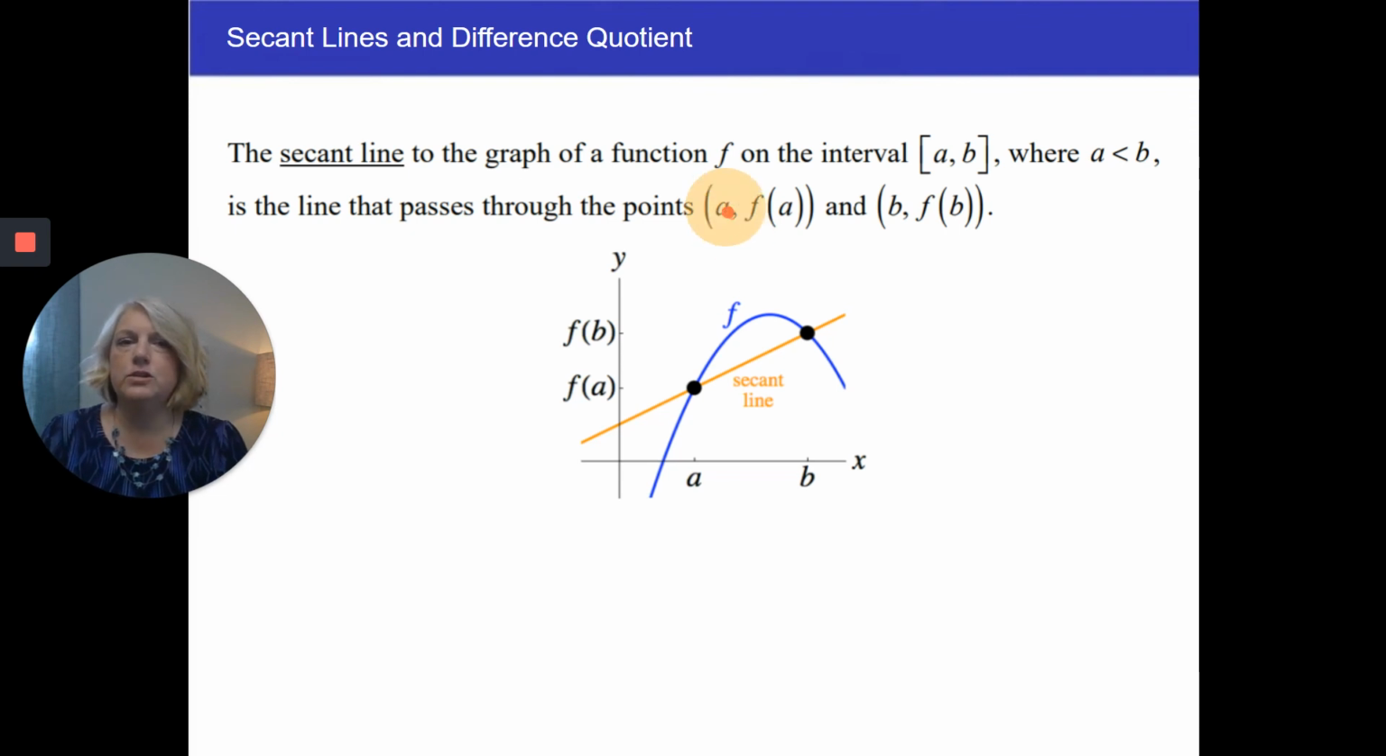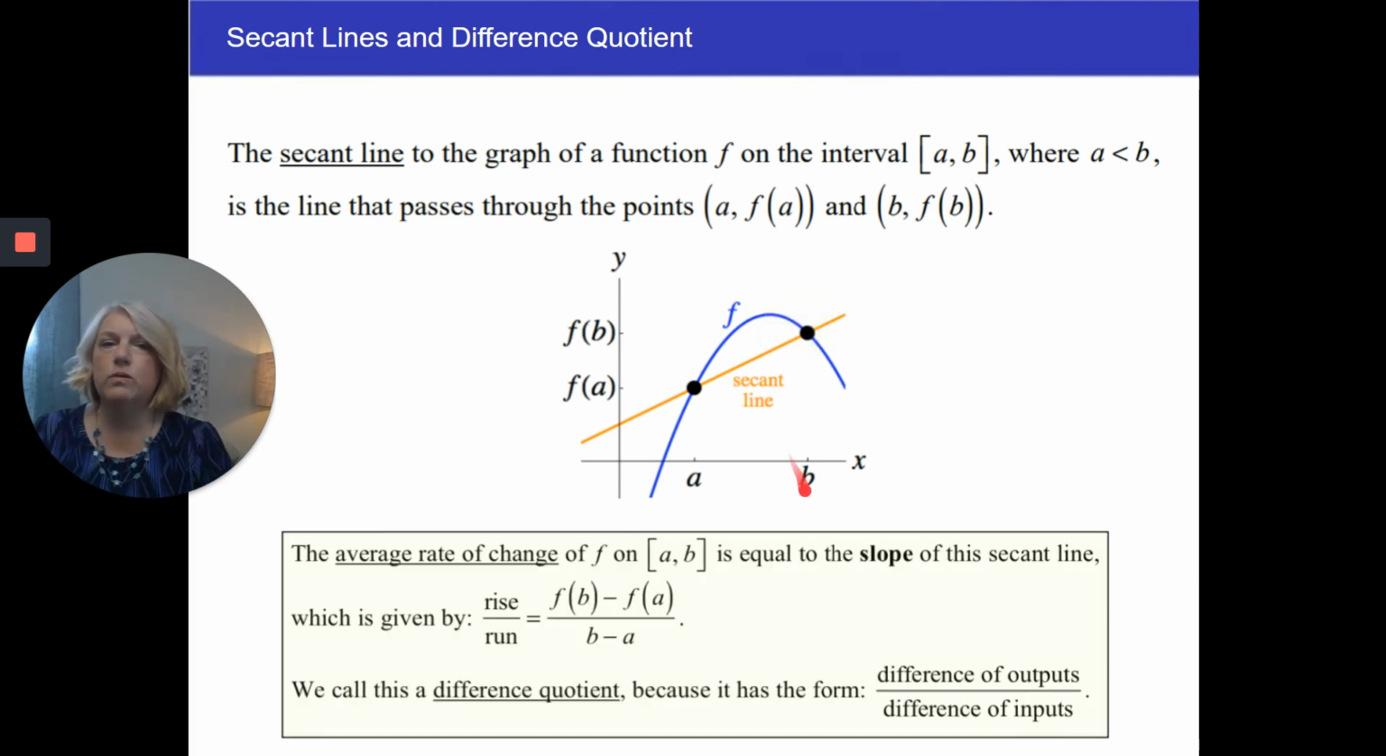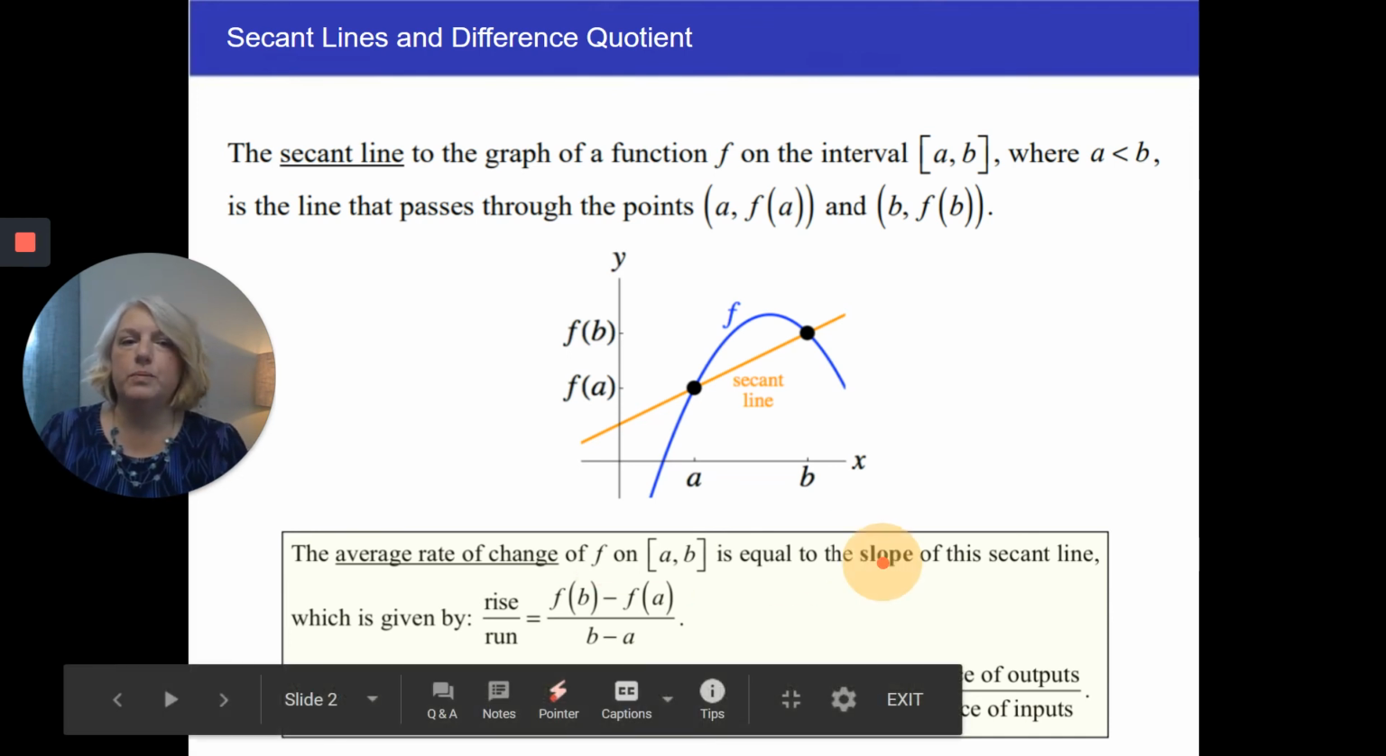The 2 points of interest would be A, f of A. Recall that you input A, and here's your point that has a y value of f of A. The other point would be B and f of B. When we talk about this secant line and this average rate of change, what we're calculating is the slope of the secant line, change in y over change in x. So our rise over our run here.